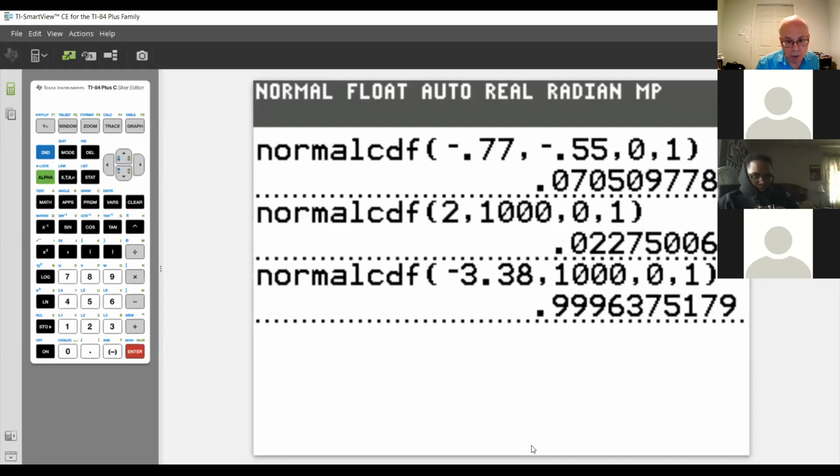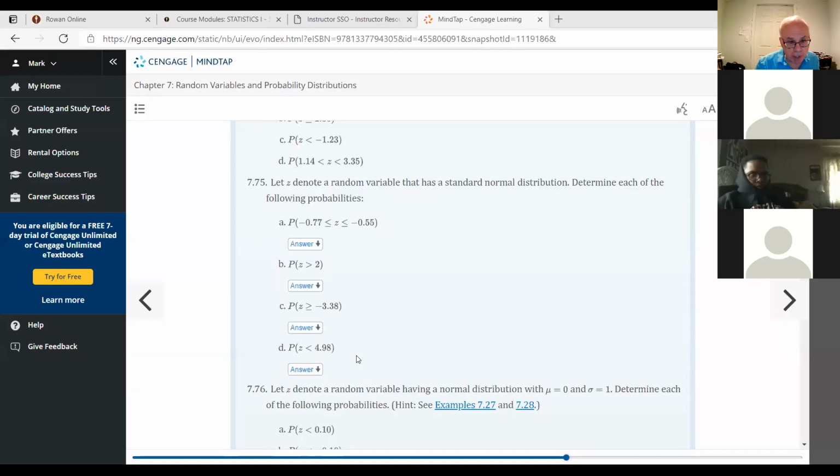The last one is the probability. Let's go to the book again, I'm sorry, the book. And it's asking for the probability that z is less than 4.98. 4.98 is way to the right. Practically the whole curve is going to be to the left of that value, but let's just double check that.